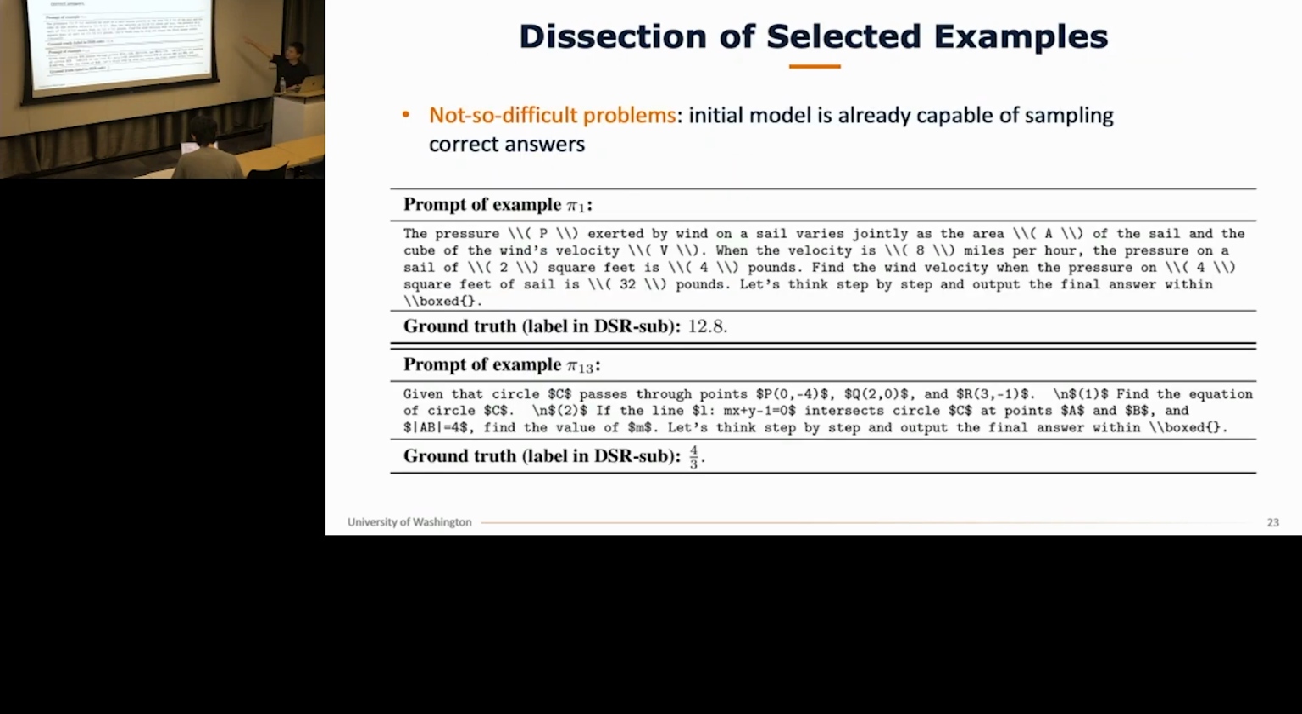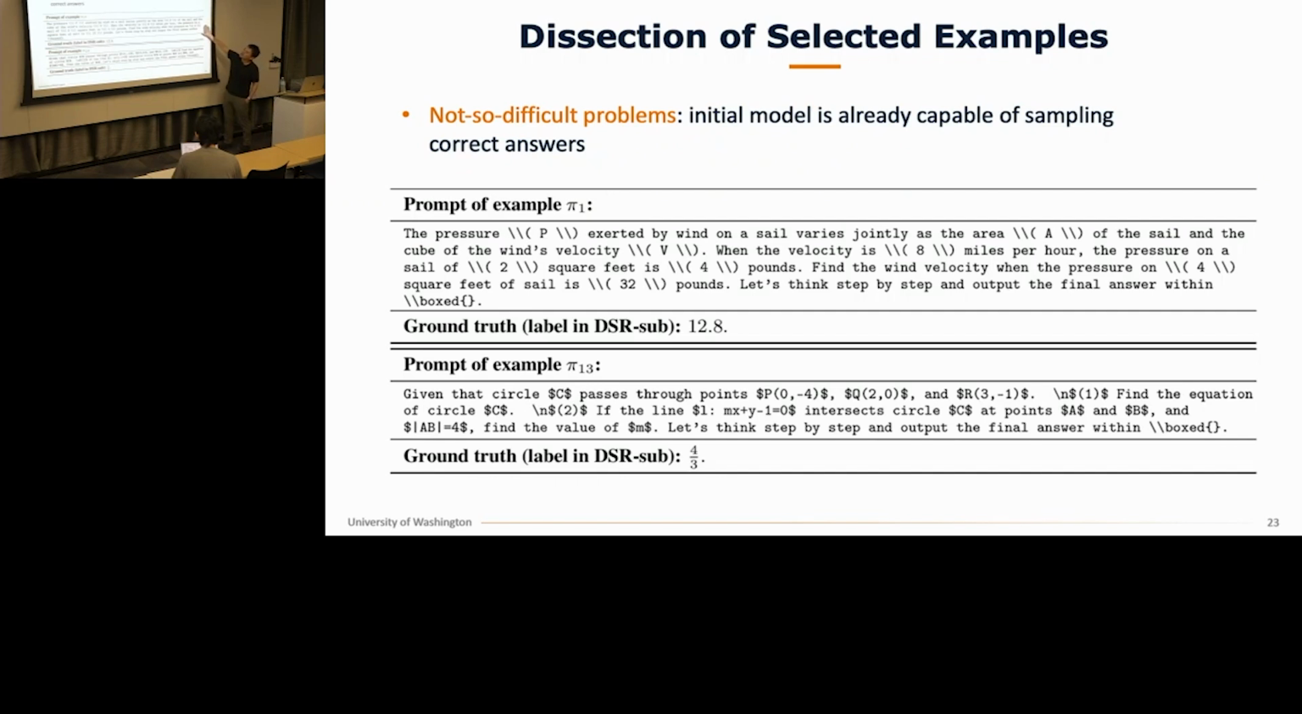So what are the selected problems? Here's pi 1. You can see here is some pressure exerted by the wind on something, and then you want to find the velocity depending on the wind. So that's a question we found, and for this kind of question, you need to have the right format. Basically, in the end, you need to output in this format, and the benchmark will use a regular expression to check whether you have this answer and whether this answer is correct. So that's how this benchmark works.